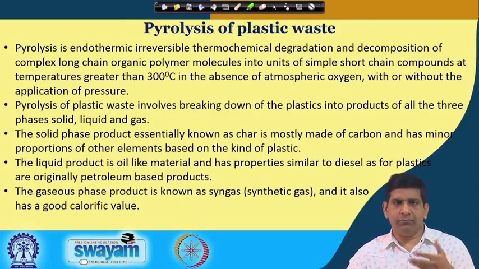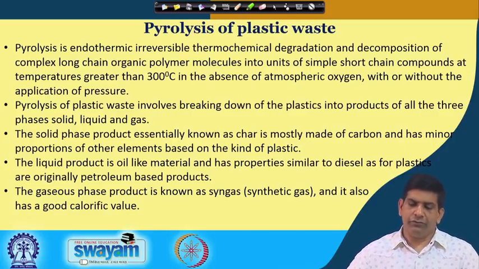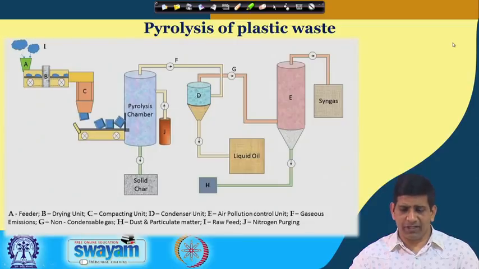so that it can be used as a fuel. The solid product is essentially char, which is kind of biochar. Many times we hear the term plastochar as well, which can be used as an adsorption material for different remediation and cleanup purposes. The liquid product is similar to diesel and can be used like petroleum-based products. The gaseous product is syngas, which can be used as a fuel because it has a good calorific value. So this is what you are looking at when you try to do pyrolysis of plastic waste.